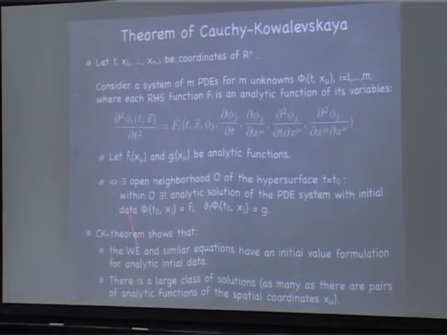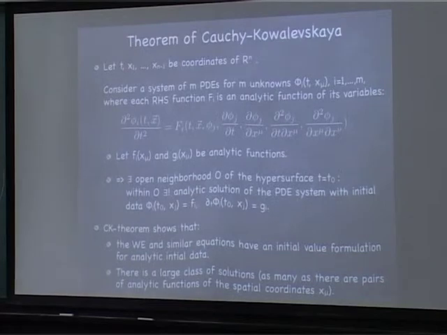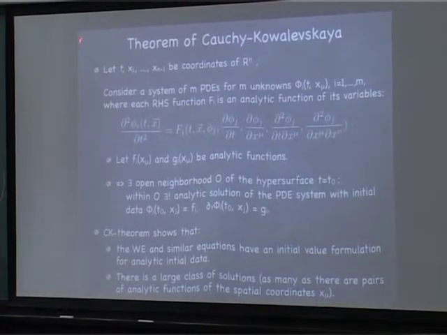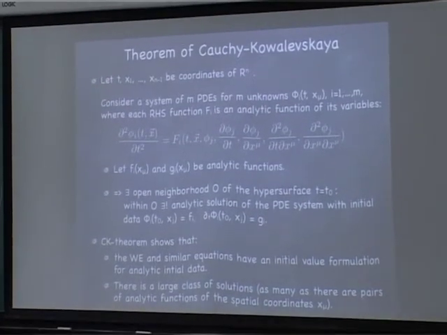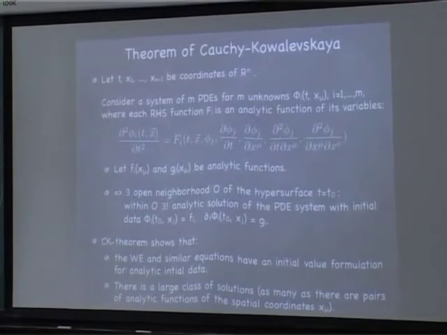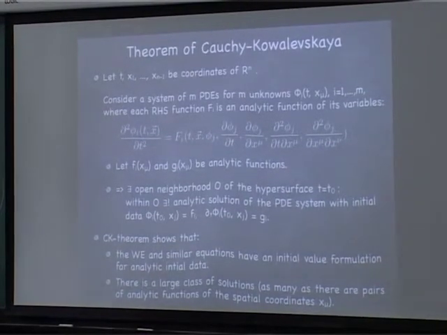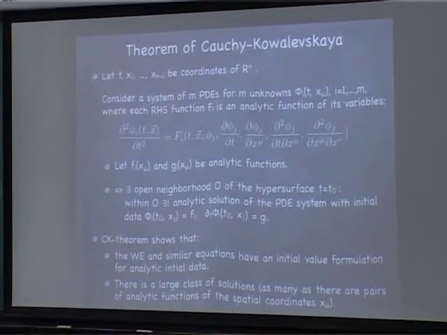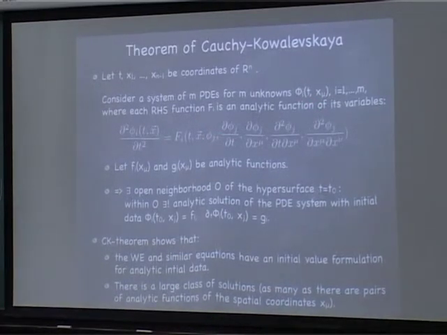So here's the theorem. Let's consider R^n, and let's introduce a coordinate system which singles out one of the coordinates, which we call t, and then the other coordinates, x_1 to x_{n-1}. Now, consider a system of m partial differential equations, so with m unknowns, we call them phi^I, and they depend on t and all the x coordinates. And so here is our system of equations.